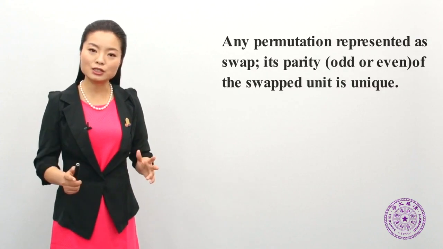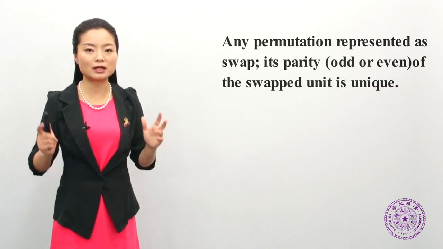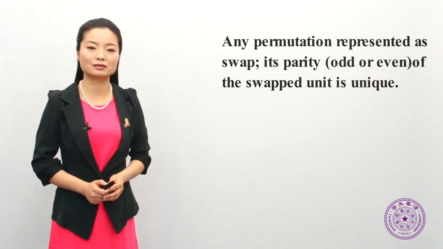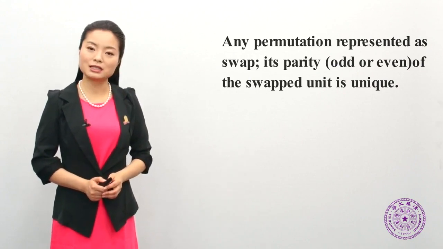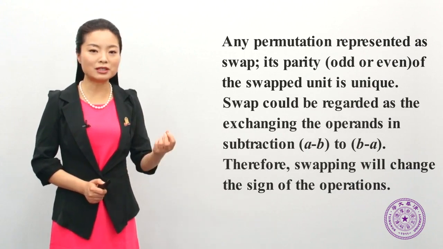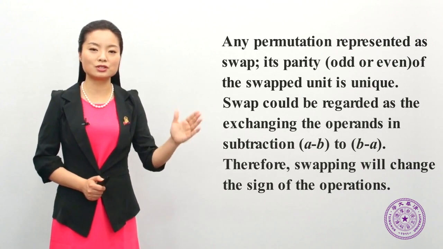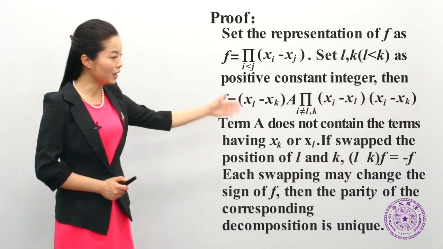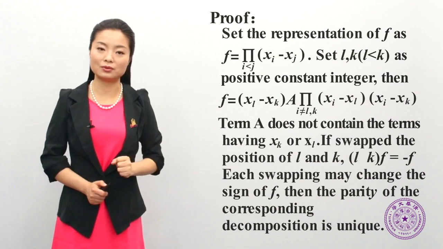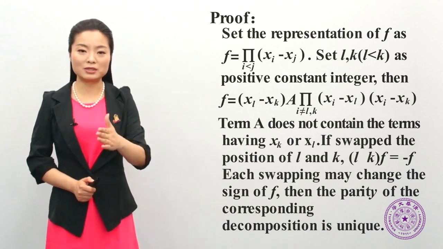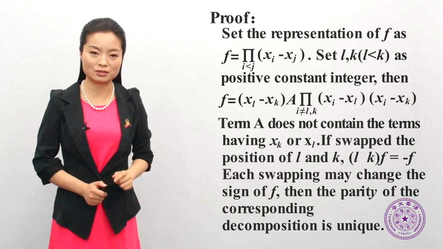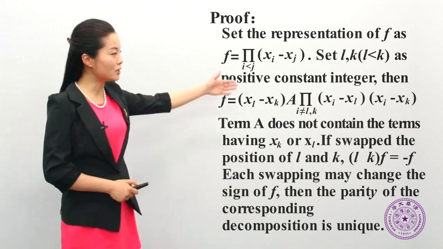Though they could be different, they still have some common feature. For example, for any permutation split into a product of several swaps, whether it has an odd or even number of terms is determined. Why? We can think of the swap as a certain type of subtraction. For example, if I wish to exchange l with k, then when we perform the swapping, we can assume that l minus k is exchanged with k minus l.